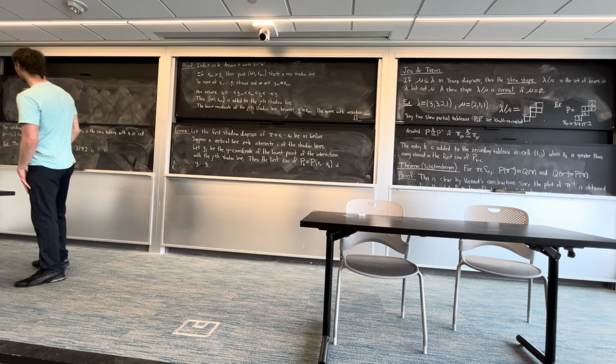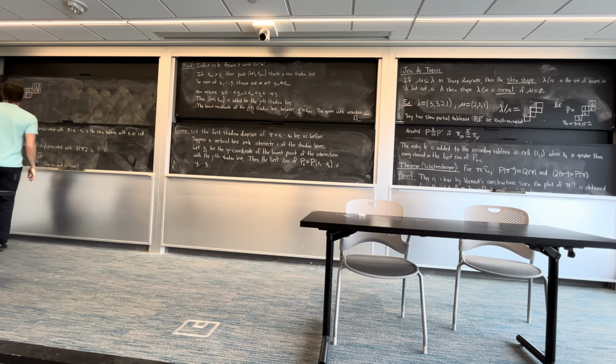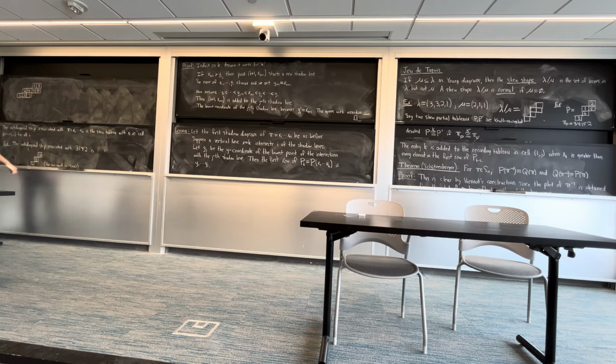What I can do is pick a cell which is what we were calling an inner corner of mu. If you think of this as lambda, and here I have this mu that I've cut out, an inner corner of mu would be one of these boxes here. So I want to pick one of those. Let's just say I pick this one, for example. I'm going to put a little dot there.